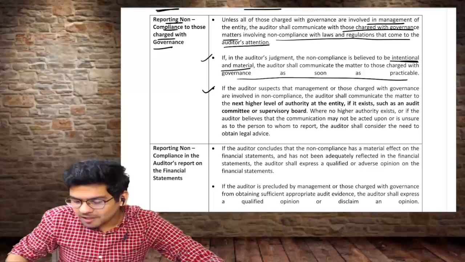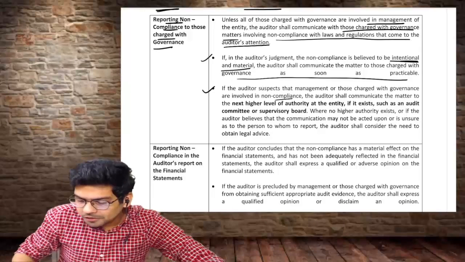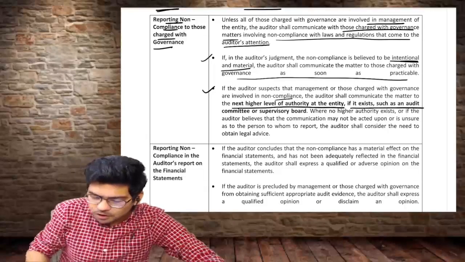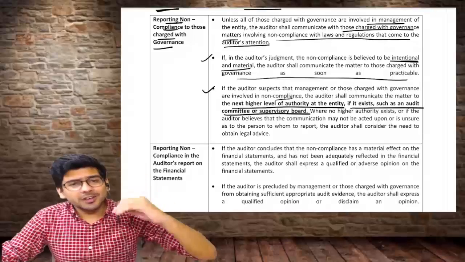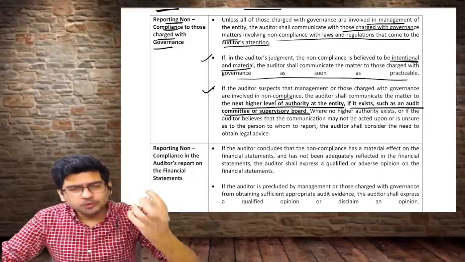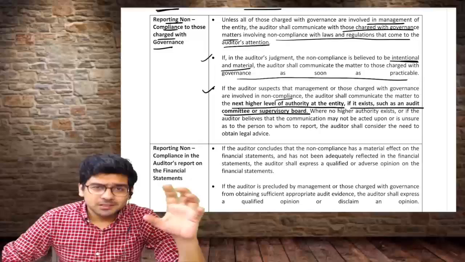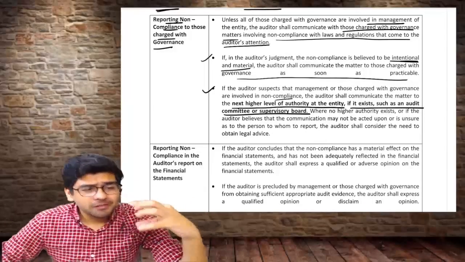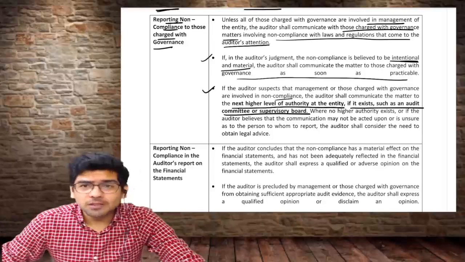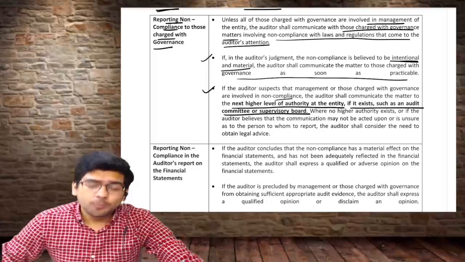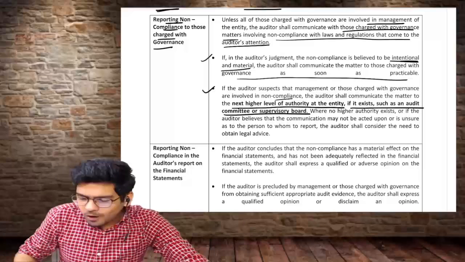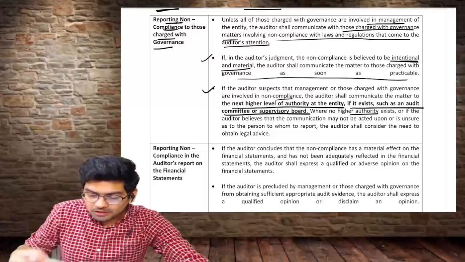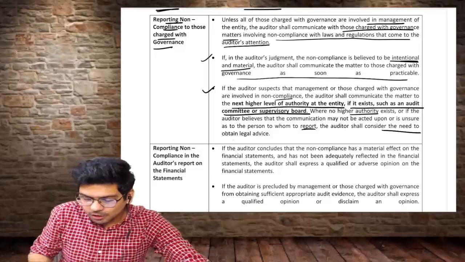If the auditor suspects that the management or TCWG are involved in non-compliance, the auditor shall communicate the matter to the next higher level of authority at the entity if they exist, such as an audit committee or a supervisory board. The audit committee is relatively independent. If you remember, I told you its composition, that the majority of the directors need to be independent directors. So if you have a feeling that TCWG is also involved in the non-compliance, then you can report to the audit committee. And where no higher authority exists, or if the auditor believes that the communication may not be acted upon or is unsure as to whom to report, the auditor shall again need to obtain legal advice.